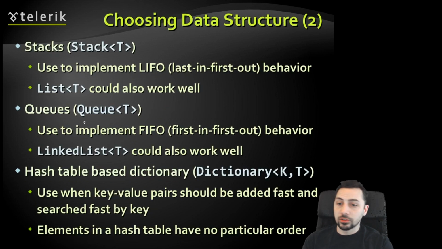Okay, so stacks and queues are used when you need something to represent a stack or a queue. That's all I'm going to say on that. Hash tables, though, dictionaries, we've seen. When we want to add things quickly and be able to search for things quickly, a dictionary is definitely the way to go.